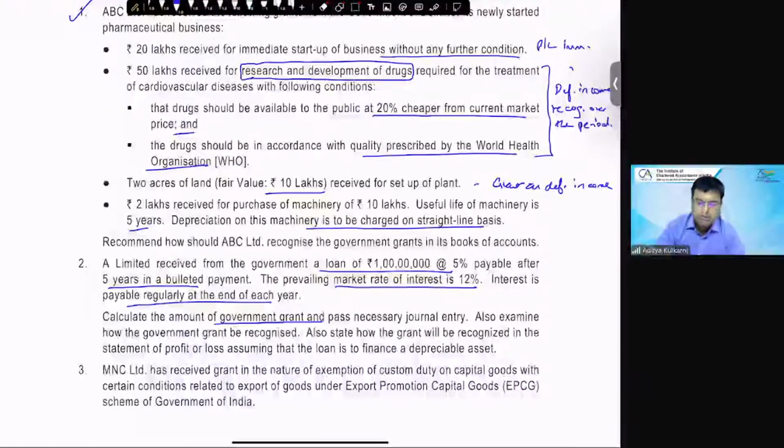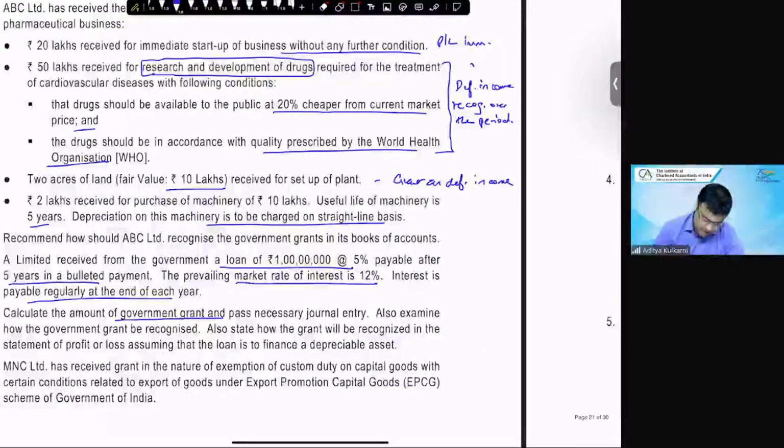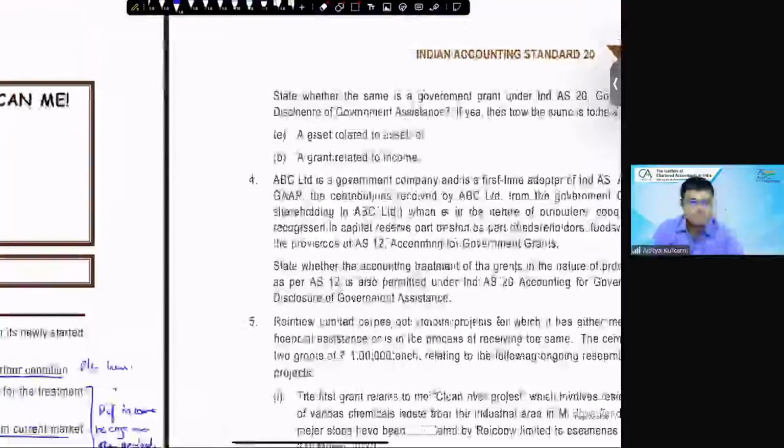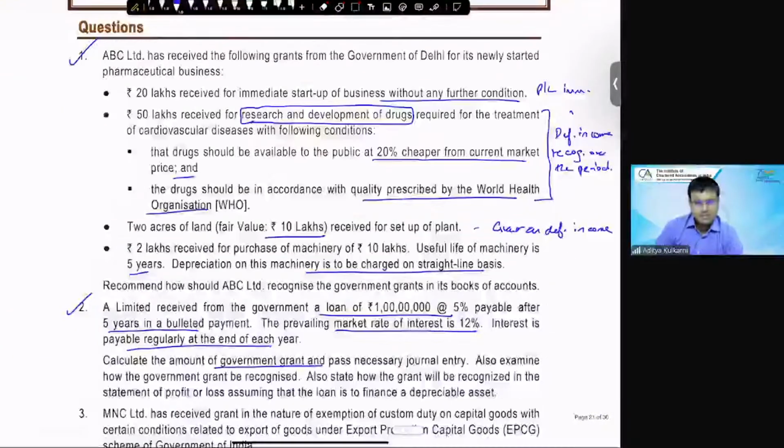1 crore into 5%. That means 5 lakh per annum will be the payout. The discount rate will be 12%. So 5 lakh into present value annuity factor of 12% for 5 years plus 1 crore into present value factor of 12% at the end of 5th year will be the fair value of the loan. The difference between the fair value and 1 crore will be the deferred grant that we have recognized. So this is quite simple on that front.